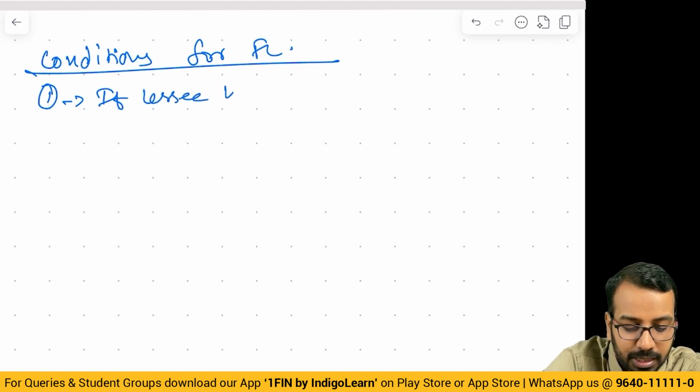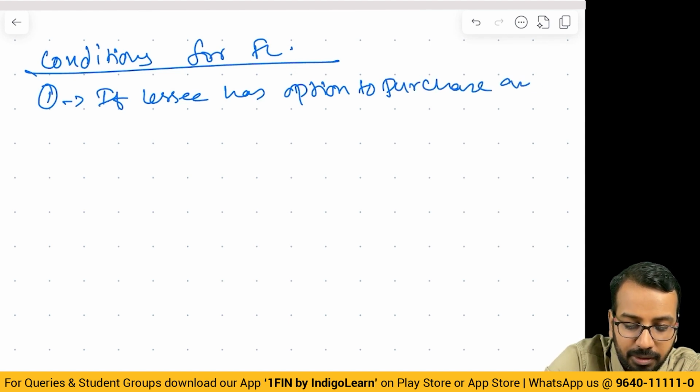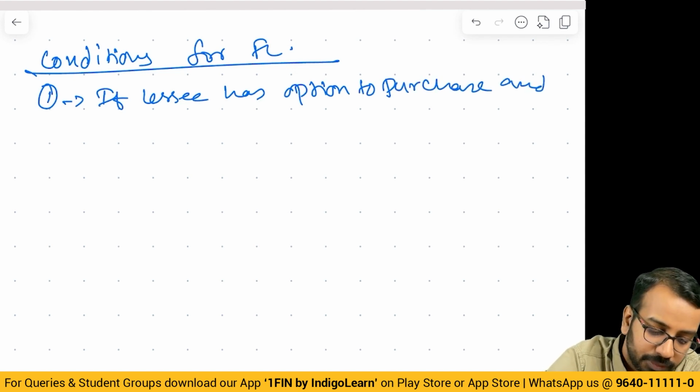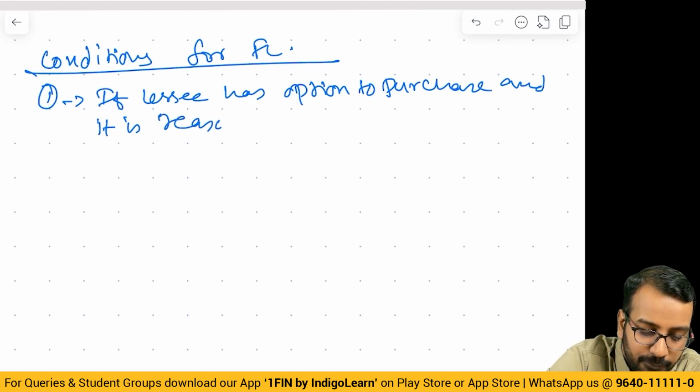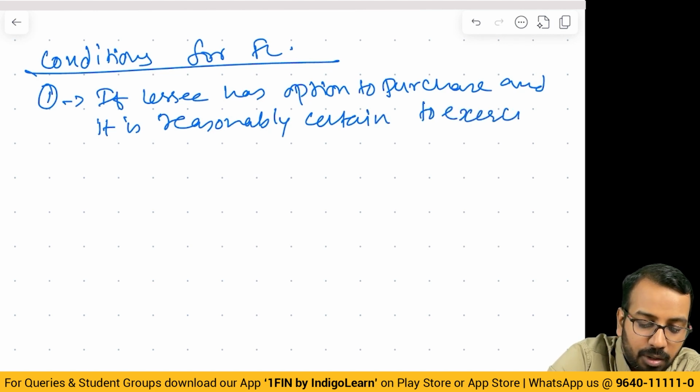But the first condition is if the lessee has an option to purchase and it is reasonably certain to exercise. Now, what does this mean?